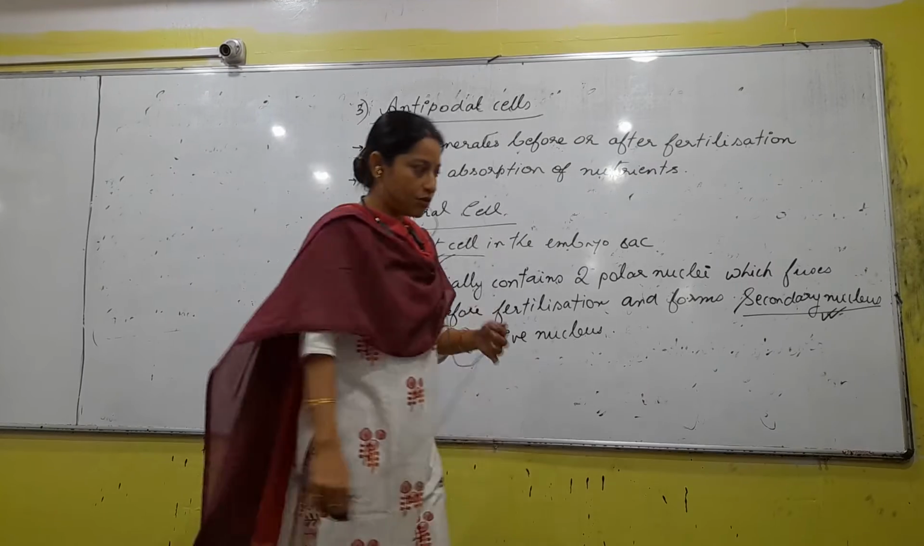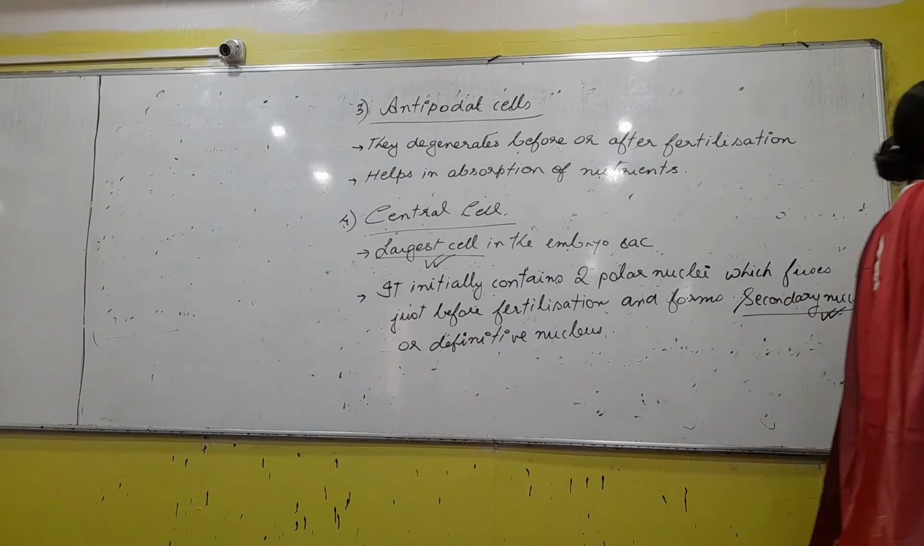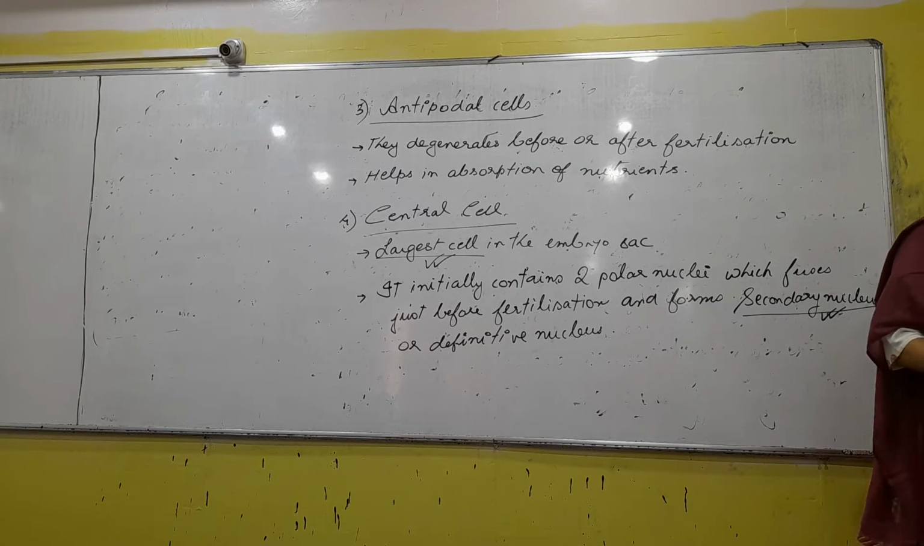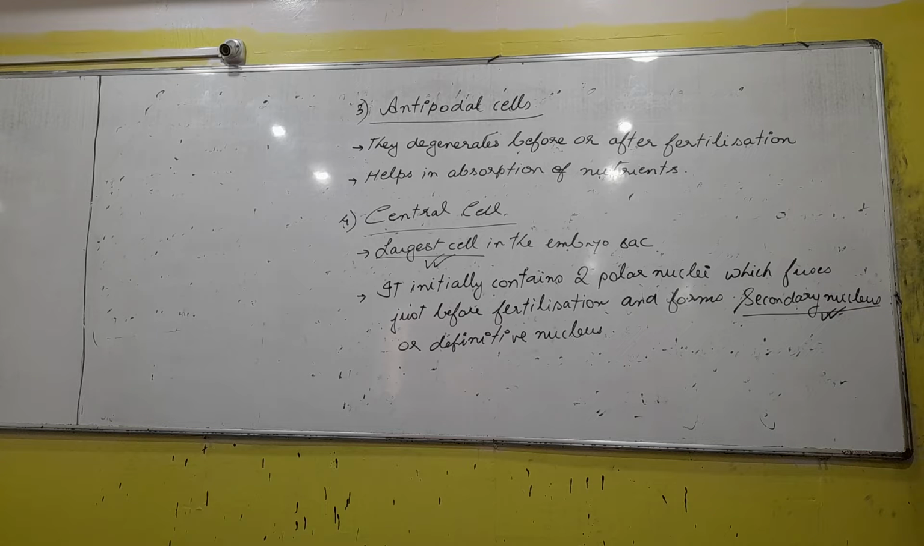Central cell, what is important? Before fertilization, initially 2 nuclei; just before fertilization the nuclei fuse and form the secondary nucleus. So, secondary nucleus is a term, when will you use the term? When the 2 nuclei fuse together and form one structure, right? Secondary nucleus. So, ultimately the male gamete fuses with the central cell, yes, but what? It fuses with the secondary nucleus to form PEN or primary endosperm nucleus, right? And ultimately it will form the endosperm.